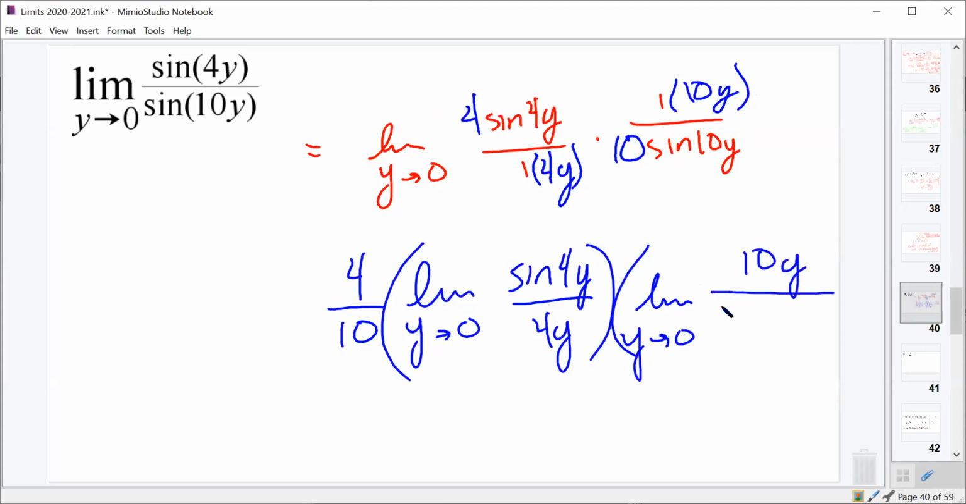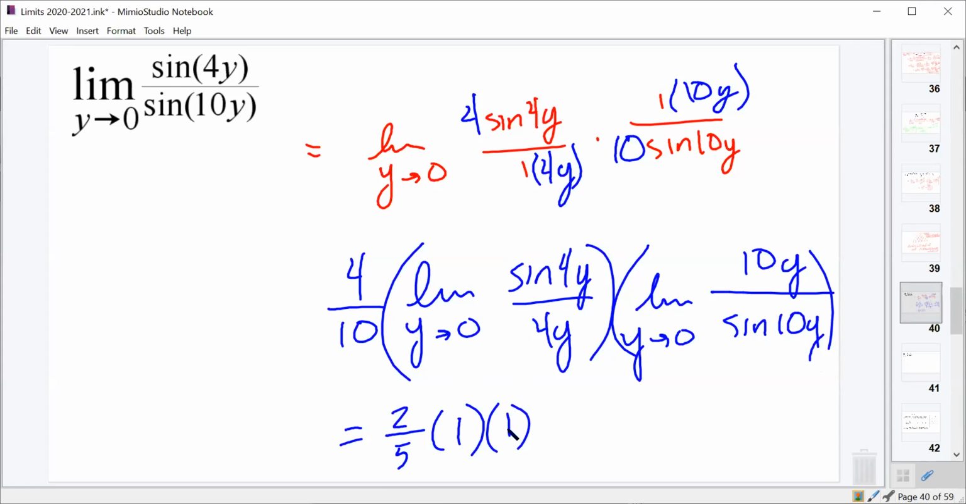And the limit as y approaches 0 of 10y over sine 10y. And what happens to this one? The first limit is 1, and the second limit is? I guess also 1, because it'd be like the reciprocal of 1, which is 1.